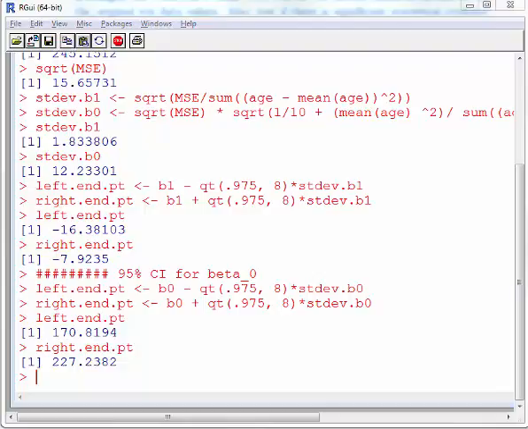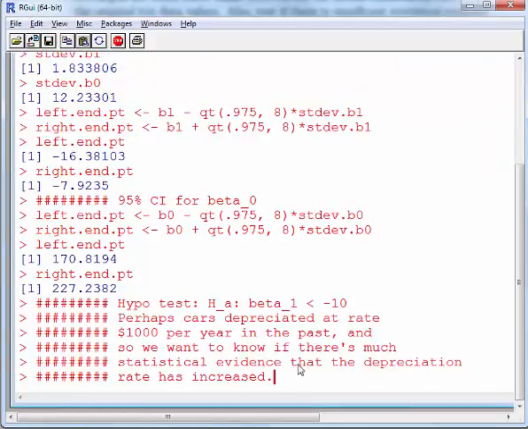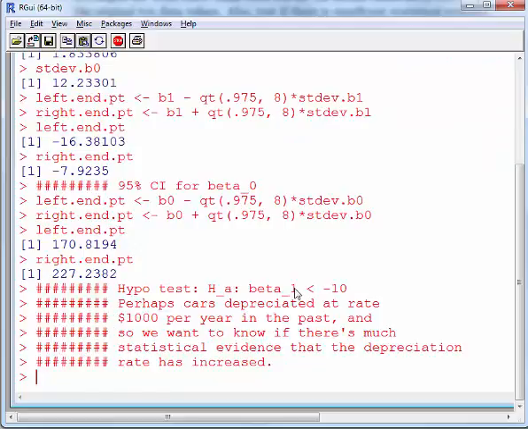Similarly, I can make a hypothesis test for beta1 being, say, less than -10. Here's a bunch of comment stuff. Remember, you can use the pound sign if you want to comment. If I want to run a hypothesis test, it says that beta1 is less than -10. Maybe that's of interest to you. If the slope is less than -10, meaning greater than 10 in magnitude but going down, that means the depreciation is higher than it has been.